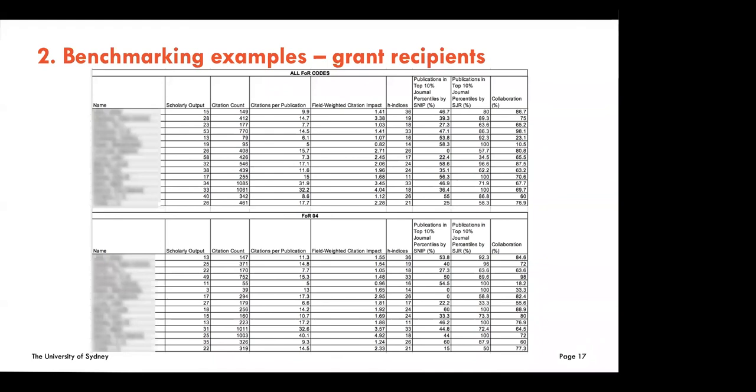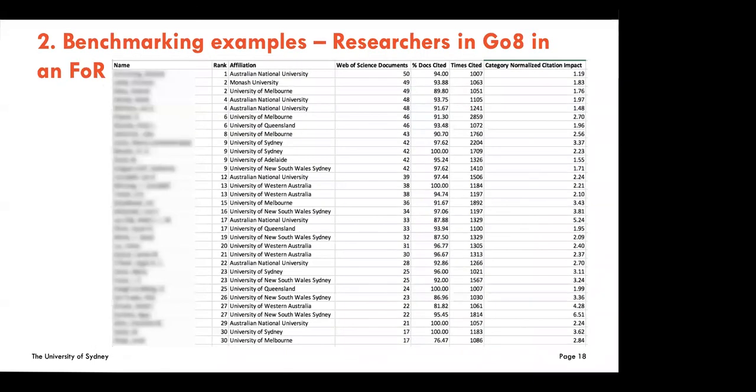And you can sort all of these columns, just to see how you're sitting against those people. And this one here is using Insights data, and it's comparing the top people in Go8 universities within an FOR code. I think it was 0404 again. And if we go through, there's a couple of universities of Sydney, there's about 4 or 5 there. And this is just a way to see where you sit compared to people that meet particular criteria.